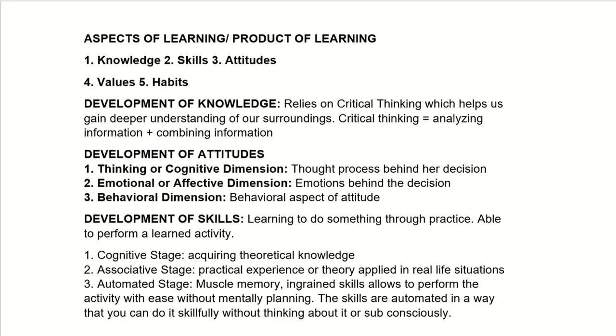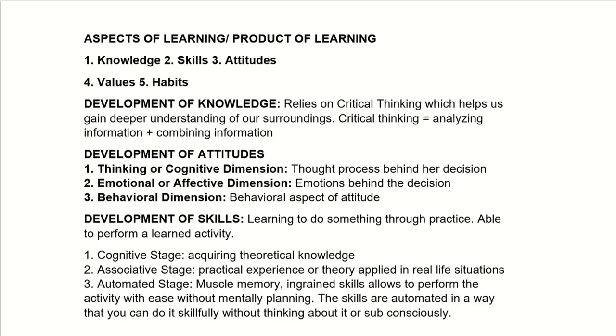Okay. Next is development of skills, that is learning to do something through practice, being able to perform a learned activity, right? For example, learning to play a guitar. So it is, of course, through practice. While we learn to develop a skill, we go through 3 stages. First is the cognitive stage, second is the associative stage, and the third one is the automated stage.